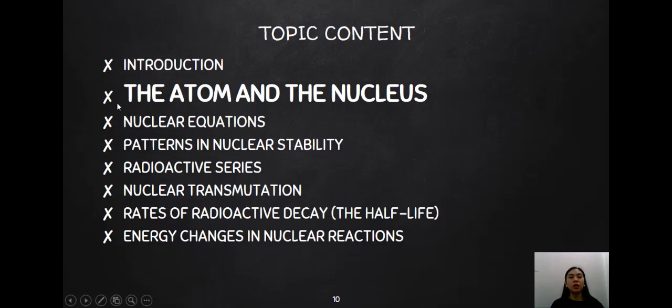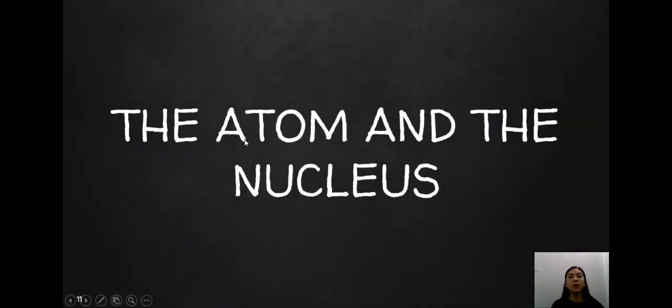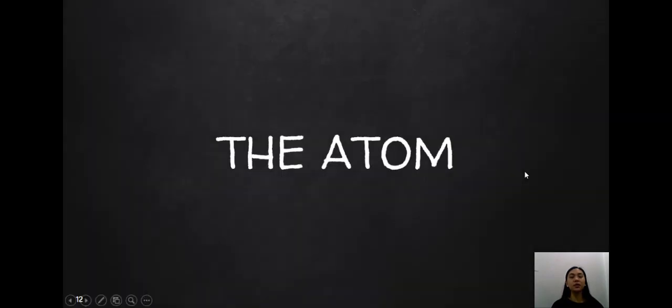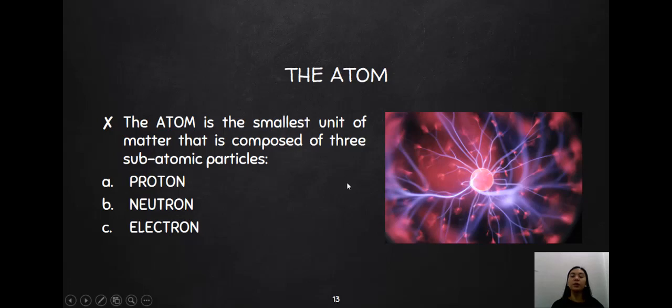So we have been talking about nuclear reactions. But what is actually involved in nuclear reactions is the nucleus. But we cannot deal with the nucleus without understanding how the atom works first. So in this subsection of our topic, we will talk about the atom and the nucleus. Although I believe you already have a background on what an atom is, let's just recall what you have already learned in your high school courses. So let's start first with the atom. As you all know, the atom is the smallest unit of matter that is composed of three subatomic particles, namely the proton, the neutron, and the electron.